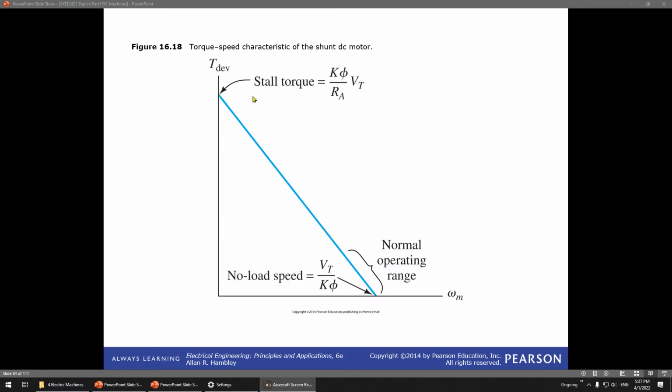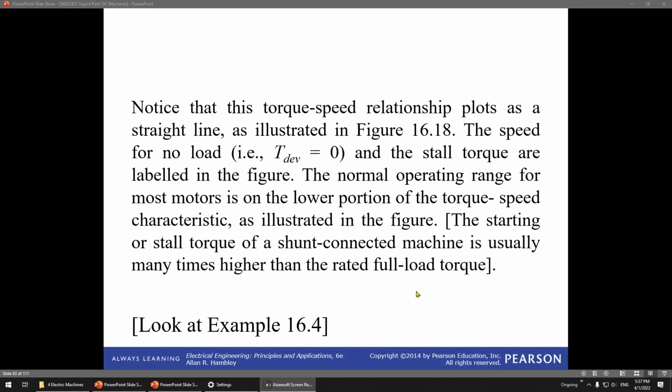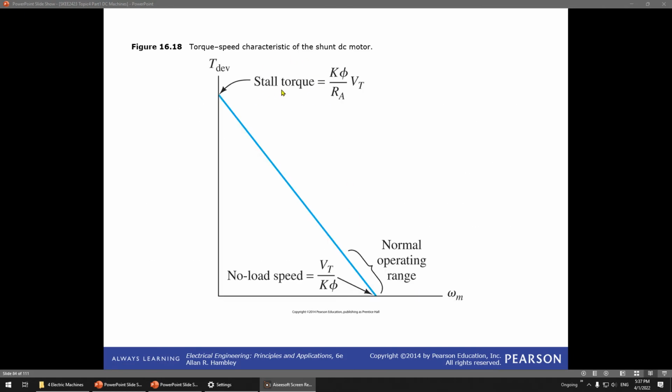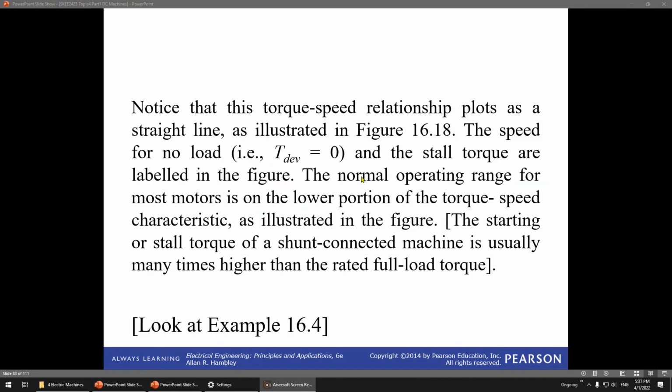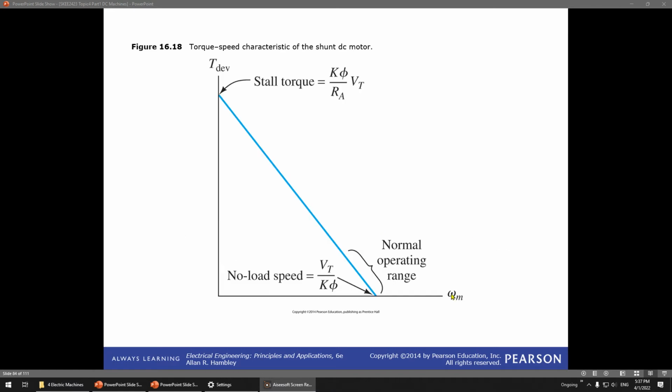This one I already explained here, stall torque and no load speed. You need to know both parameters. Stall torque means that W is equal to 0. No load speed means that T is equal to 0. The normal operating range for most motors is the lower portion of the torque speed characteristic, as illustrated. So as I mentioned before, you have to operate at this location.